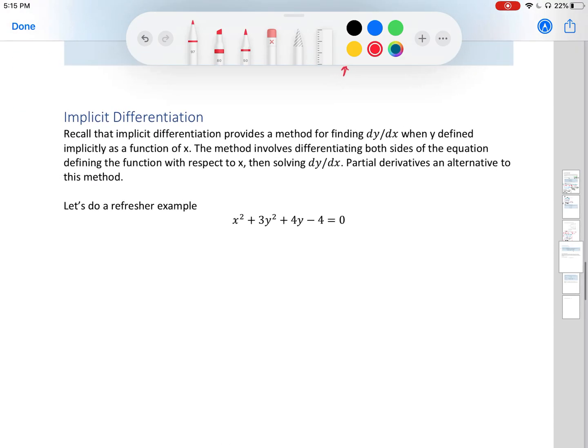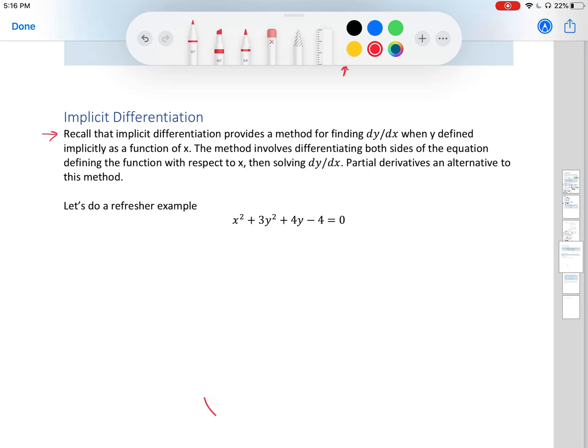Implicit differentiation. Do you remember implicit differentiation? Recall that implicit differentiation provides a method for finding dy/dx when y is defined implicitly as a function of x. The method involves differentiating both sides of the equation, defining a function with respect to x, and solving for dy/dx. Partial derivatives are an alternative to this method.